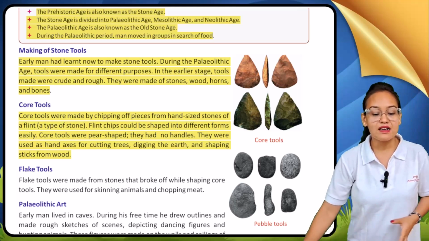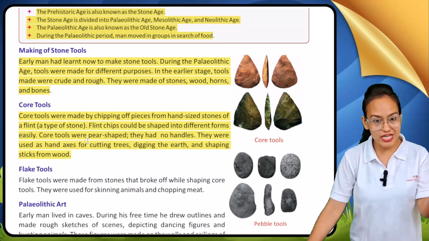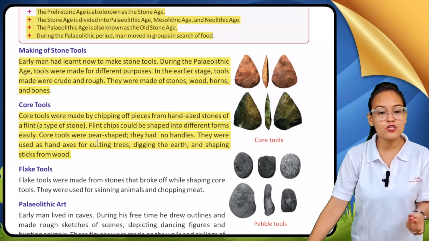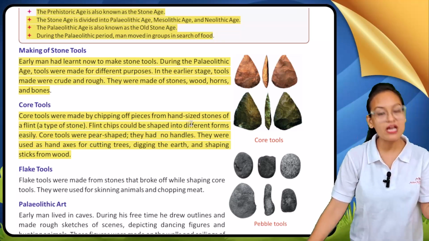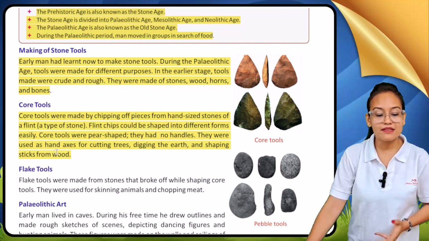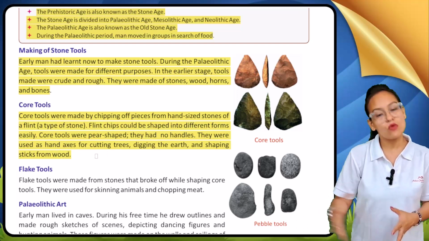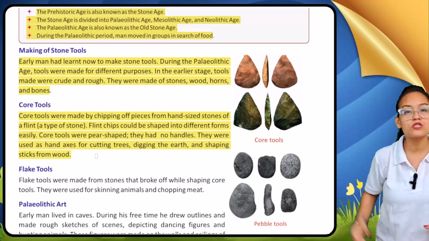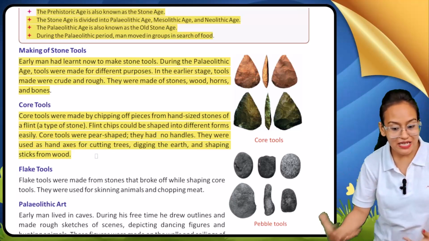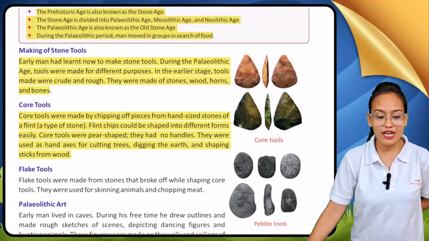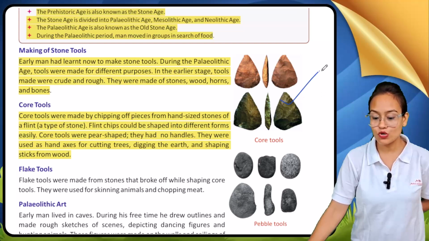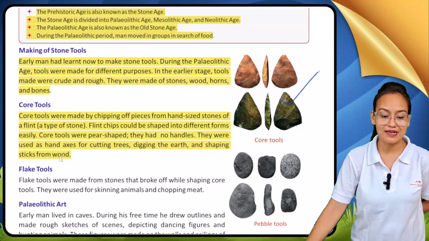And what type of shape did core tools have? They were pear shaped, without any handle, and were used as hand axes. Early man used core tools for cutting trees, digging the earth, and shaping sticks from wood. Here you can see the picture of a core tool. This type of core tool was used at that time.